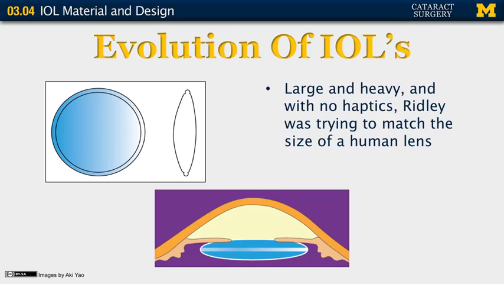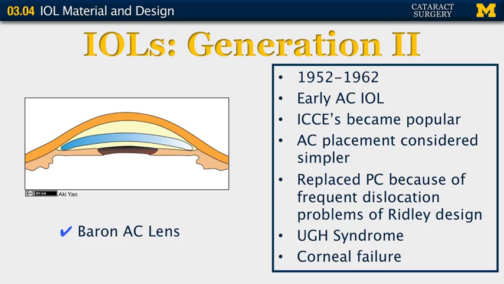Here is a diagram showing the first Ridley lens. You'll see that it is round and again it lacks haptics. The lens was particularly heavy relative to a natural lens as well.